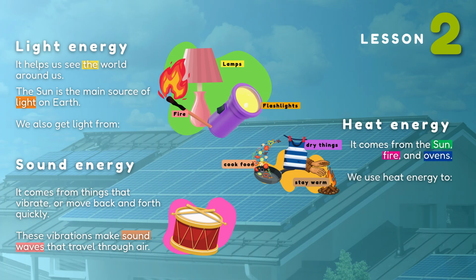Heat energy. It comes from the sun, fire, and ovens. We use heat energy to dry things, cook food, and stay warm.